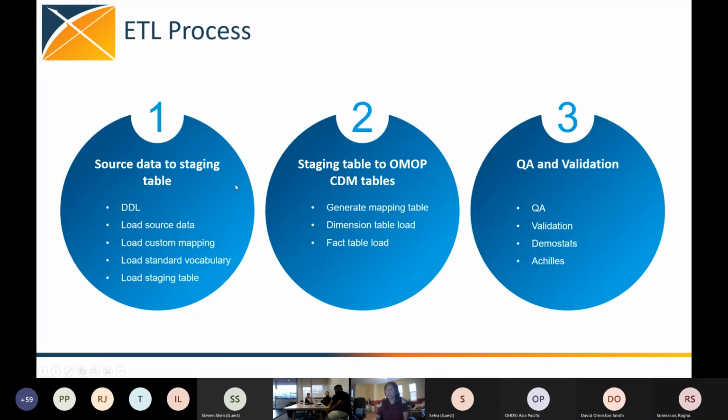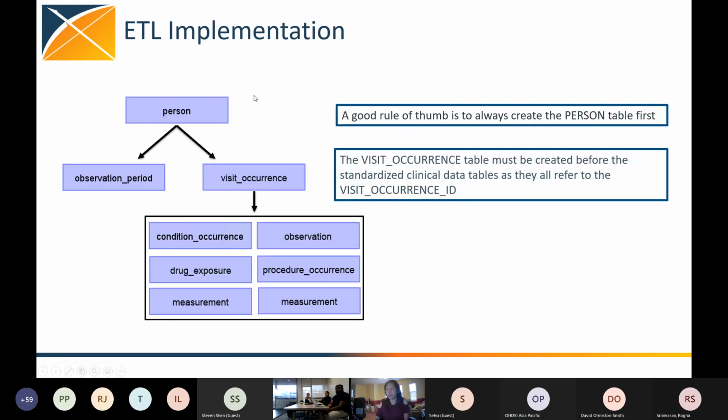I see no questions. So again, we kind of talked about this already with the flow, but these are the 3 different types of steps that we do, so I won't go any more into that. Now, ETL implementation, like we mentioned, there are certain things you want to start off with first. And the person table is pretty much the first one that we always start off with, because person exists everywhere, right? Because the CDM is patient-centric, so it's always going to be needed. So we always start with the person table.